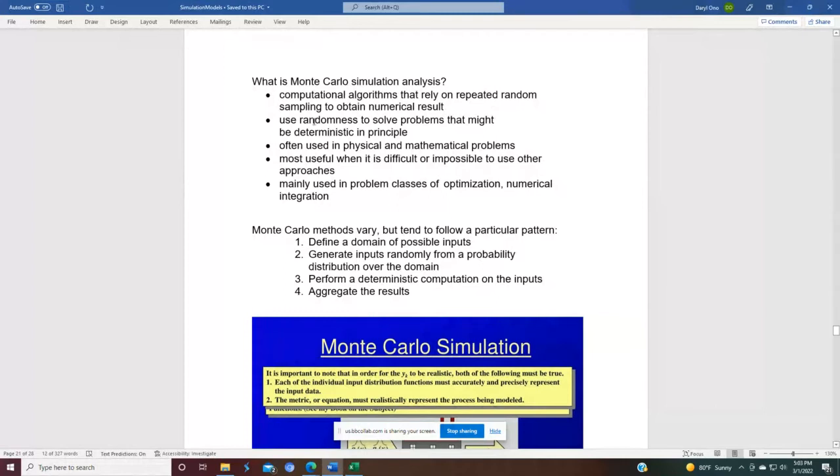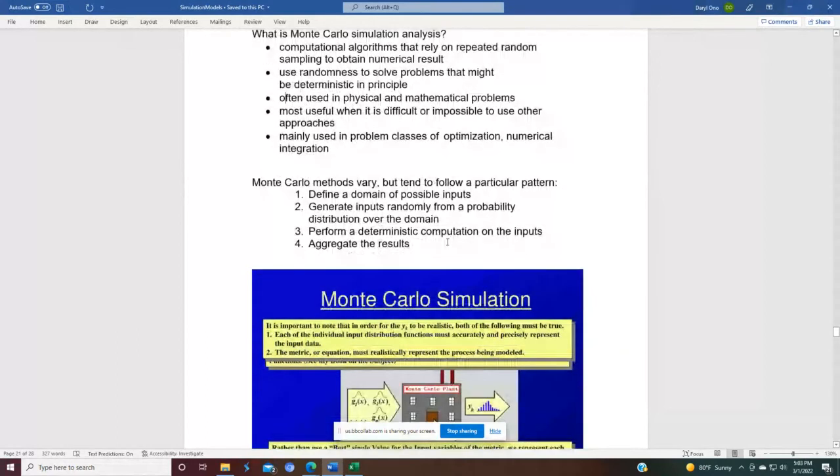It's the randomness that's important. They want to see the random nature of the results. Okay? Oh, I should change this. Often used in physical, business, and mathematical models. So you can add business here too. It's best when it's difficult or impossible to use other approaches, and it's used for optimization and integration.